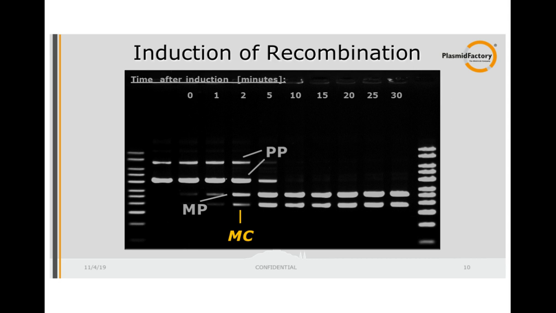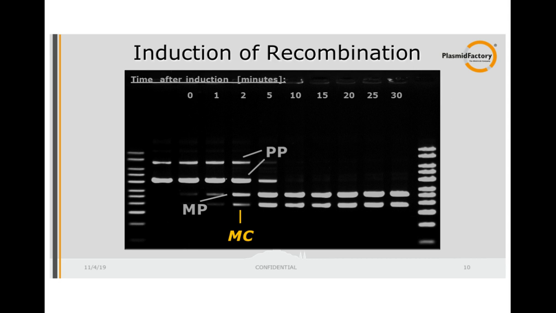No parental plasmid left over, only 2 bands. The upper band is the mini plasmid, the lower band is the minicircle. They are both there, and the parental plasmid is gone. And this is the recombination within the fermentation process. And from there, we harvest the cells.